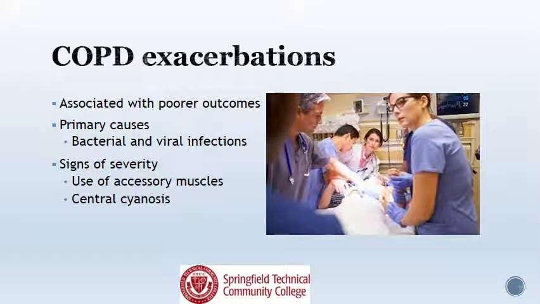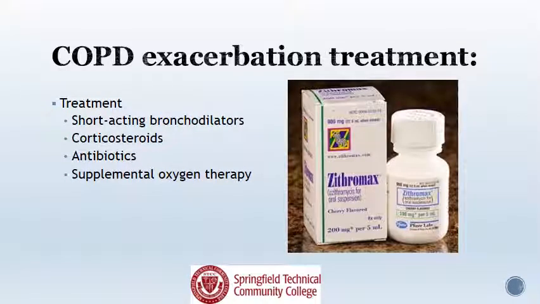These exacerbations, as we just said, are associated with poor outcomes for these patients. They can be caused by bacterial and viral infections, and if you see a patient using their accessory muscles or with cyanosis, that is a sign that they need help. You treat it with short-acting bronchodilators, corticosteroids, and antibiotics. And they may need an increase in their oxygen therapy. If the patient's on 2 liters, they may need a little more oxygen just to get over the hump.